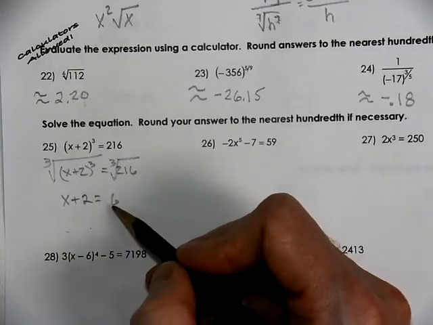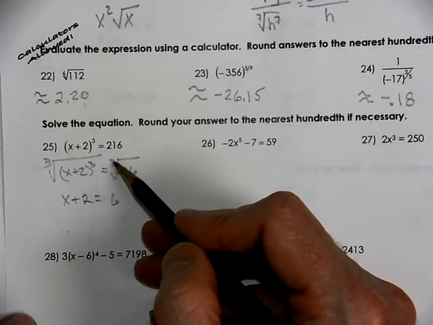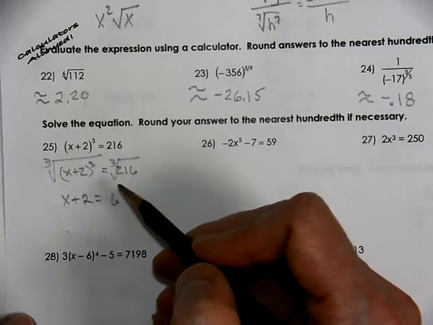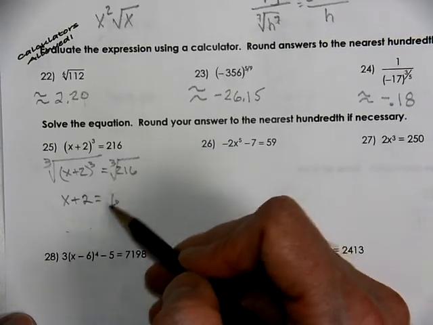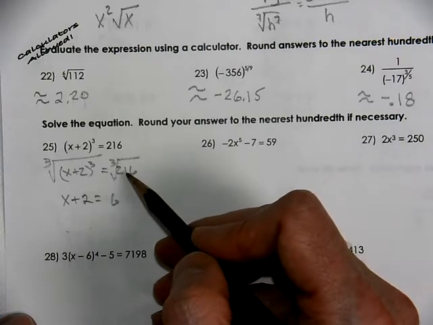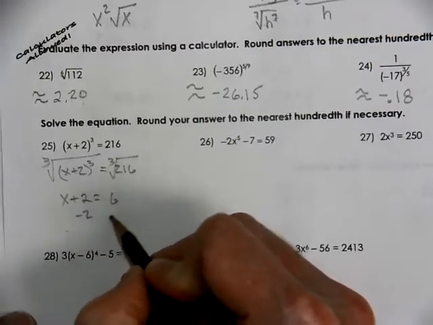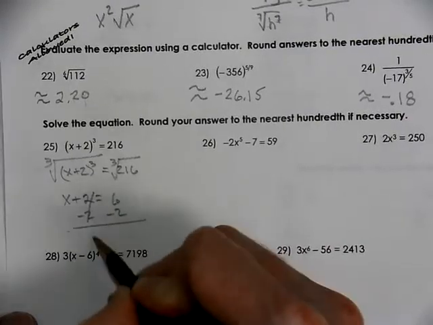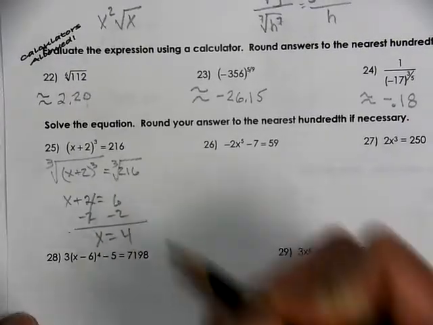Now it's not plus or minus because this is an odd number. It's just 6 times 6 times 6 makes 216, not -6 times -6 times -6. That gives you a -216. So there's only one answer, and your final x value is 4.